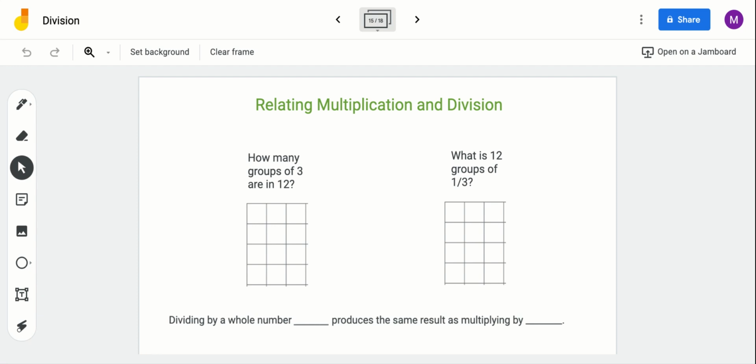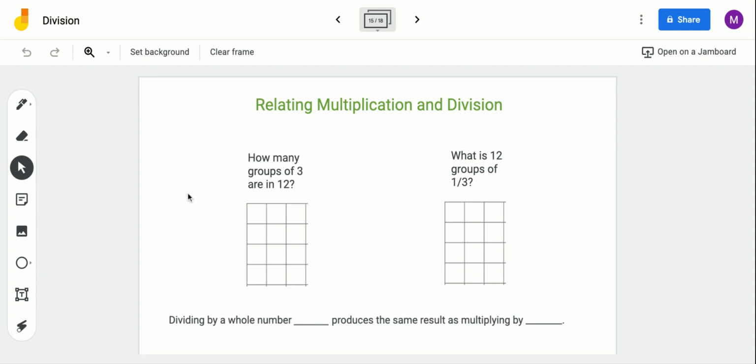All right, so we are moving on. We've finished the mid-unit assessment looking at dividing with fractions. And now we're going to relate multiplication and division together. And so this first picture says, how many groups of three are in twelve?